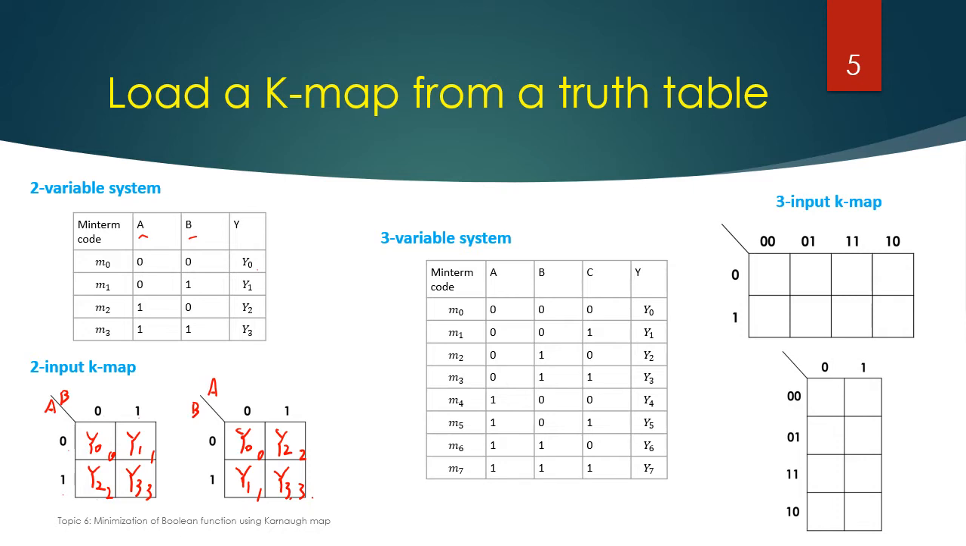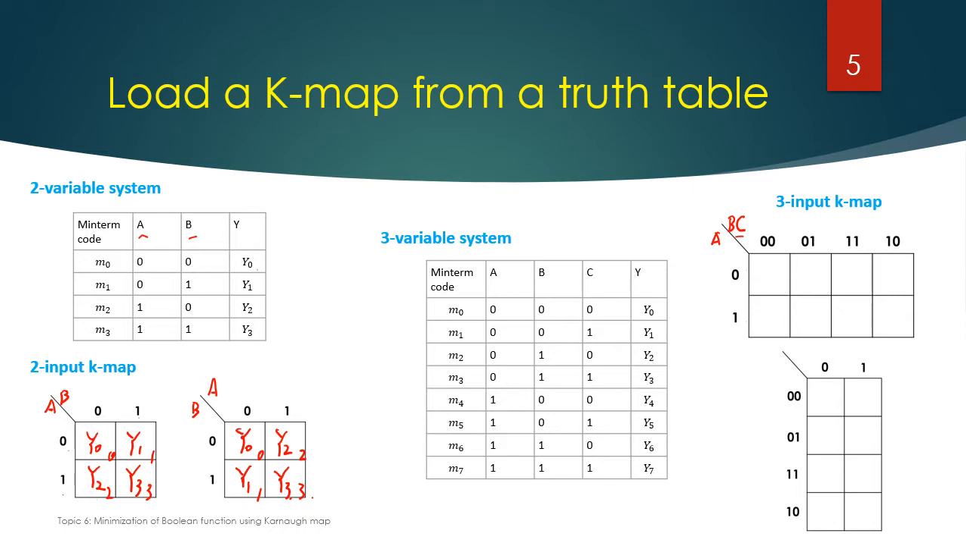Okay, for the 3 variable system, we do a similar thing, but since we have 3 variables, on one side of this line we have 1 variable, and on the other side we have 2. Then for the x-axis we have 4 combinations, right? Because we have 2 variables, so 4 possible combinations. And for the y-axis, we still have 2 because there is only 1 variable, 0 and 1.